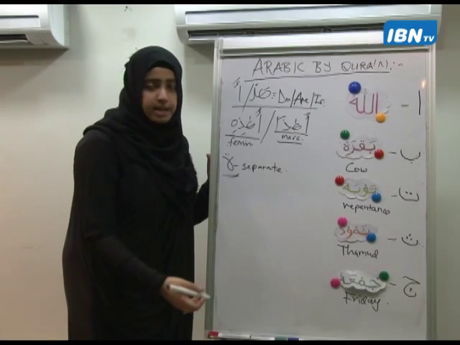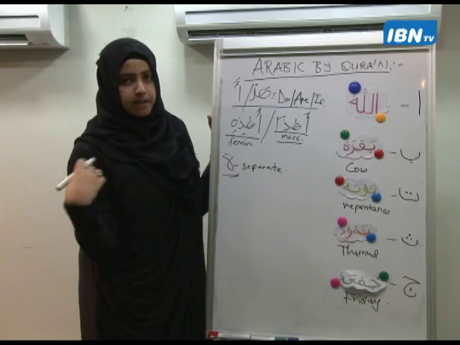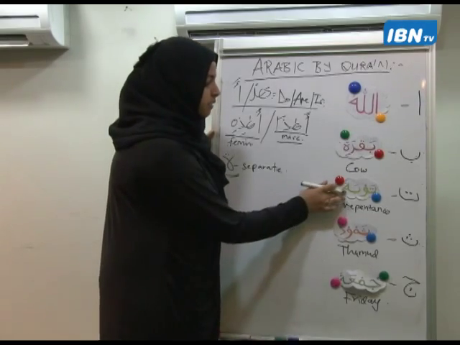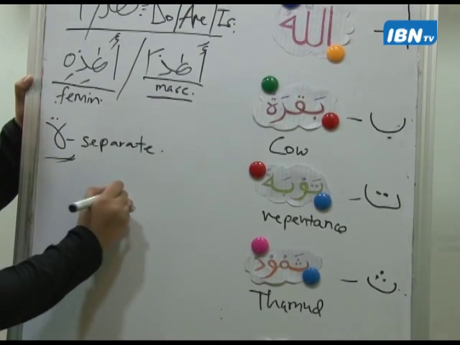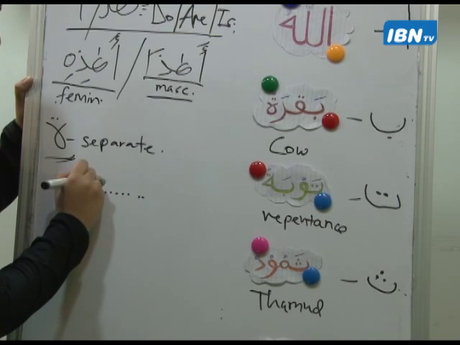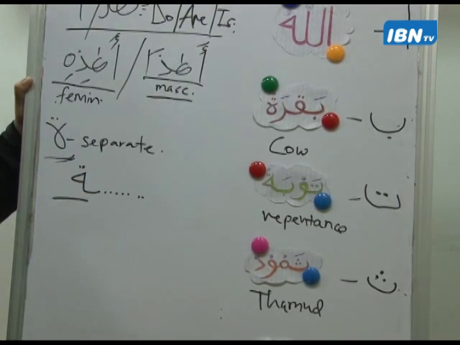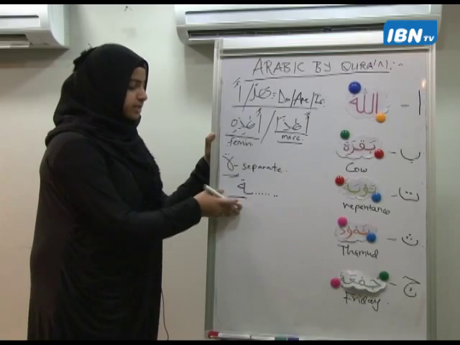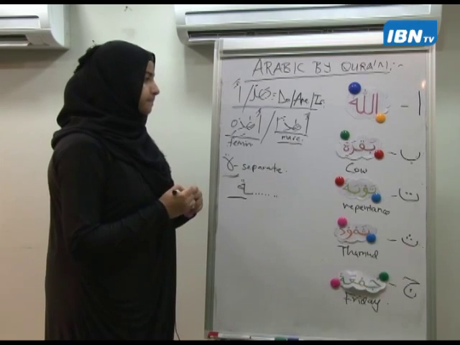However, when you join a ta marbuta in a word, if it's joined to the preceding letter, it will be joined in this manner, in this format, right? So I'll have a word written down, and you can join it like this as well. This is also ta marbuta, so don't get confused. This can also be a ta marbuta, right?